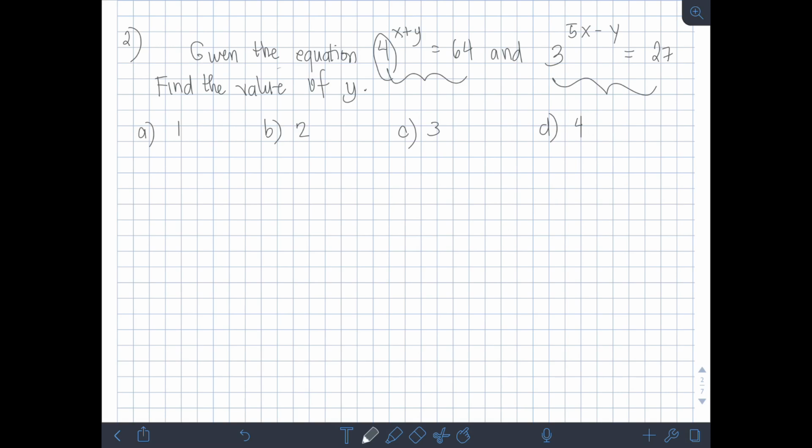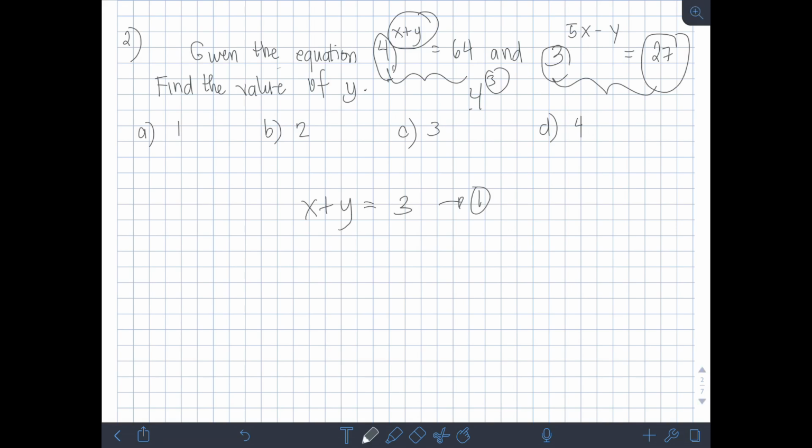So, transform natin itong 64 into exponential form with base 4. Ano yun? 4 cube, right? So, since pareho na sila ng base na 4, pwede na nating i-equate yung kanilang exponents. So, therefore, we have x plus y is equal to 3. Equation 1. And then dito rin, dapat itong 27 maging base 3 din.